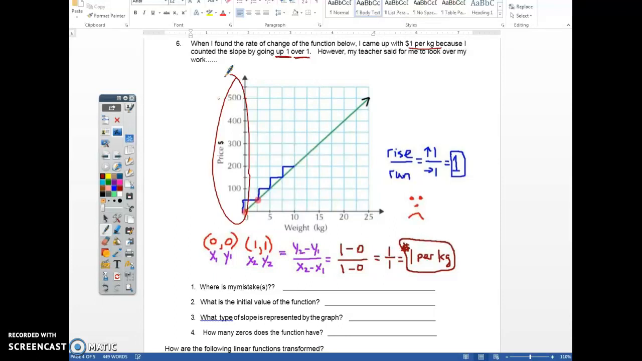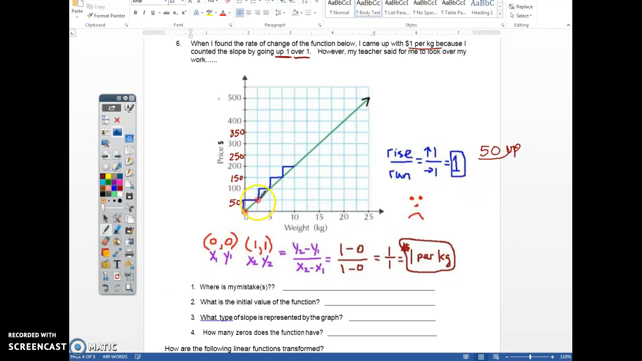Hundreds, right? 50s, because each little line is 50. So this is 50. This is 150. So write it on your paper. This is 250. This is 350. So really it's going up by 50 every time. So when he did the rise, it wasn't up 1. It was up how much? 50. So the rise was really up 50.